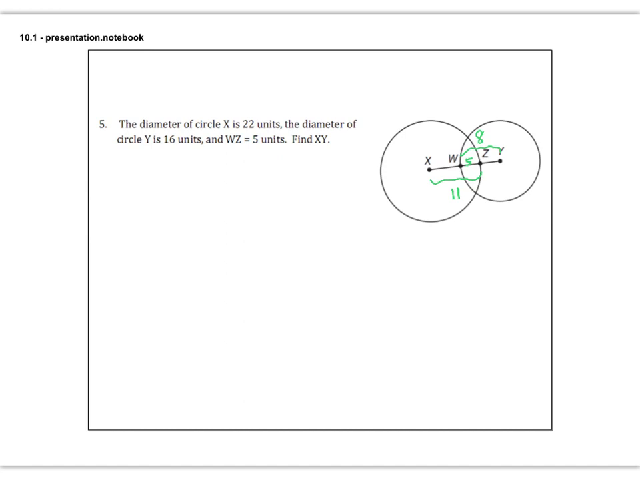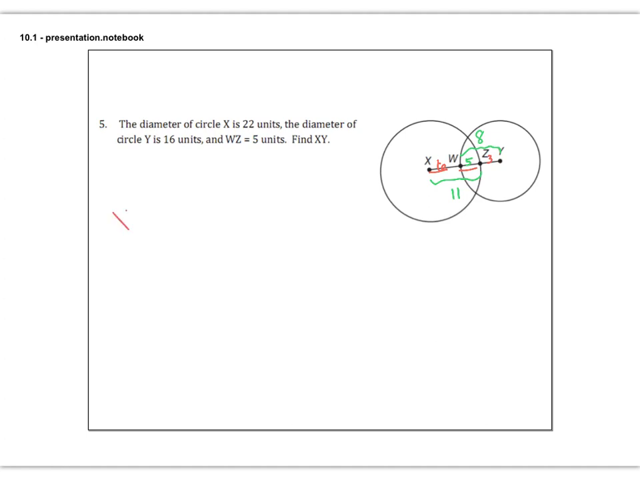There are many ways to do this one. One way is you could figure out the distance from X to W by doing 11 minus 5. 11 minus 5 would leave 6 for XW. This plus this have to equal 11. You could also figure out the distance from Z to Y if you do 8 minus 5.